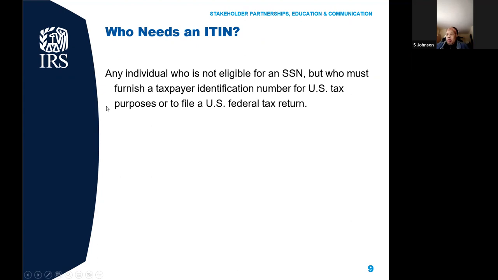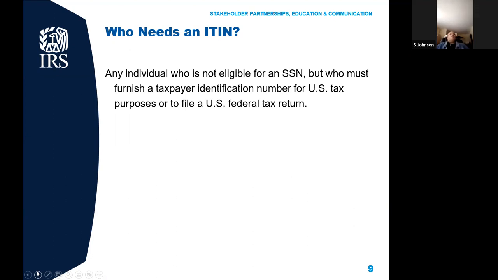As we continue on, we're going to go to the next slide. Okay, who needs an ITIN? An individual who's not eligible for a Social Security number, but who must furnish a taxpayer identification number for US tax purposes or to file a federal tax return. If they have to file a tax return or they have to submit it for US tax purposes.